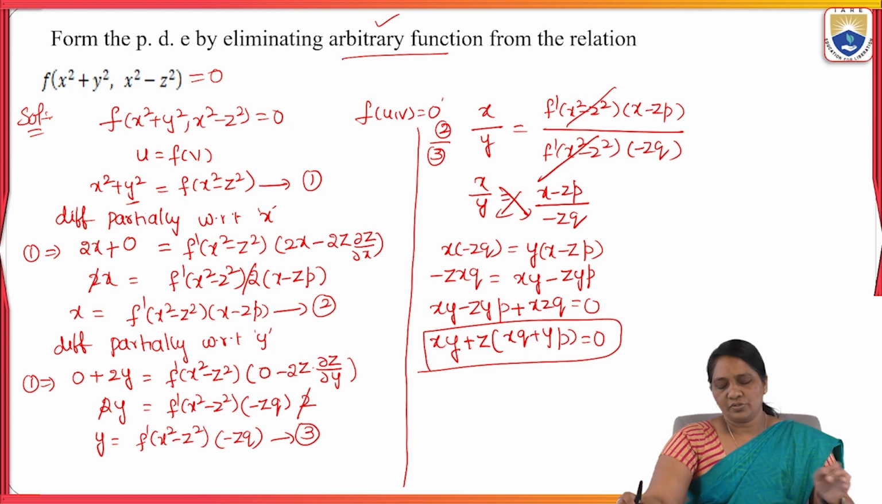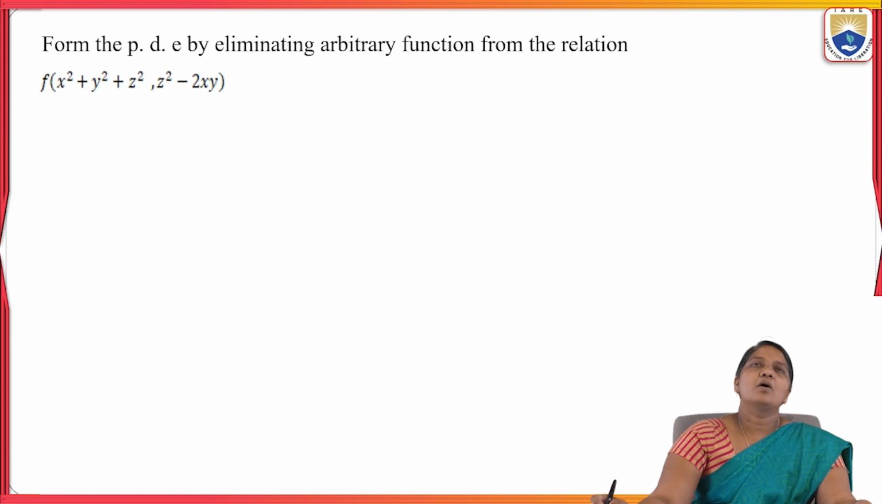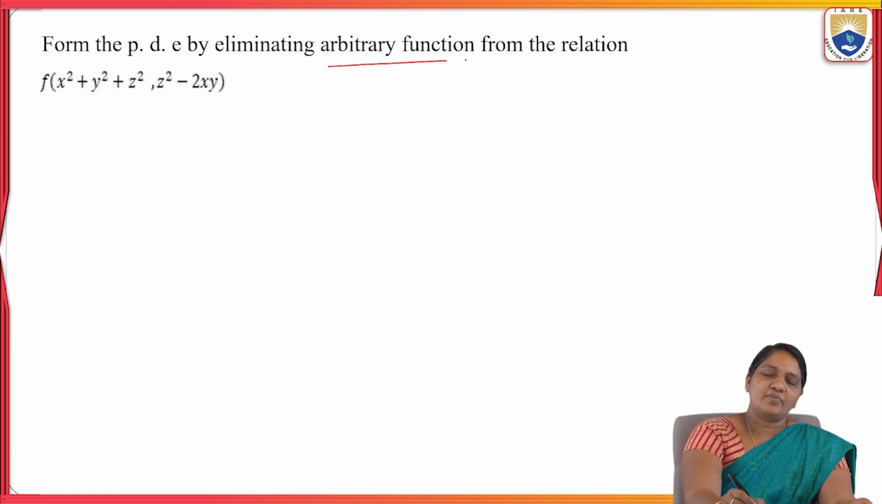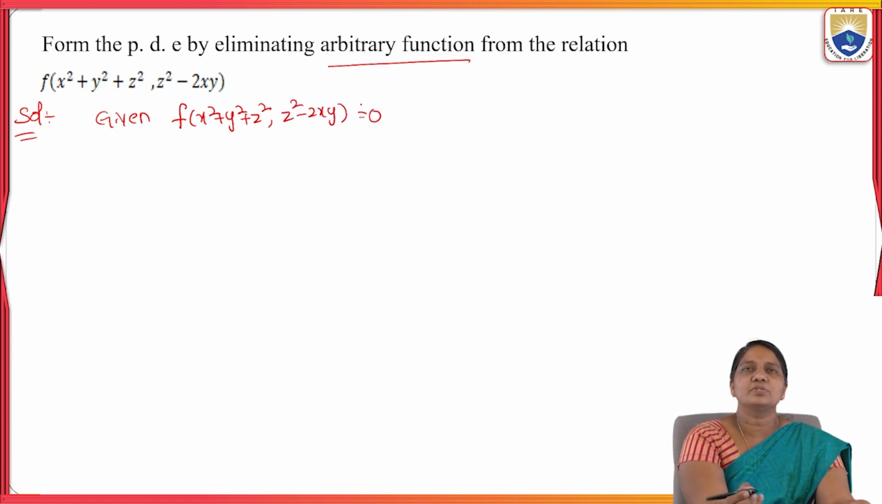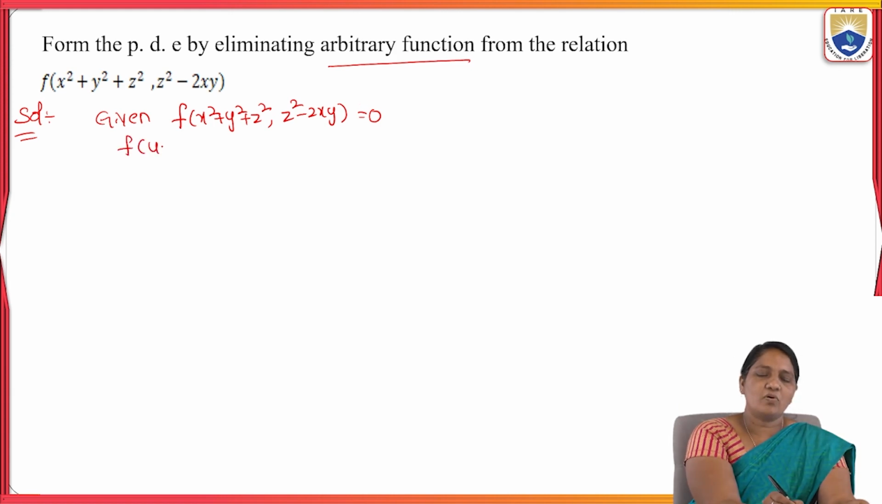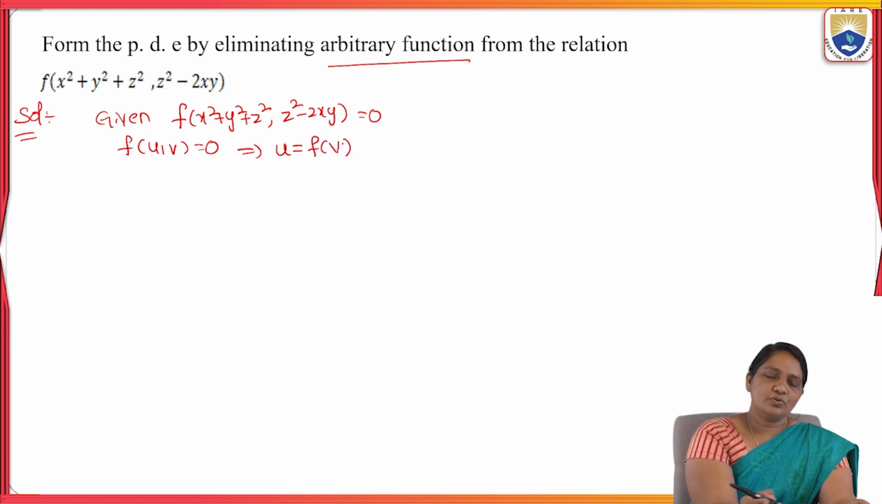Is it clear? So we are seeing one more example to form a PDE. Form a PDE by eliminating arbitrary function here in this relation. So first of all, write the given equation. What is the given equation? Given equation is f of (x square plus y square plus z square, z square minus 2xy) is equal to 0. So this is in the form of f of (u, v) equal to 0. From this, as per the procedure, I am writing u equal to f of v. So now what is the u?